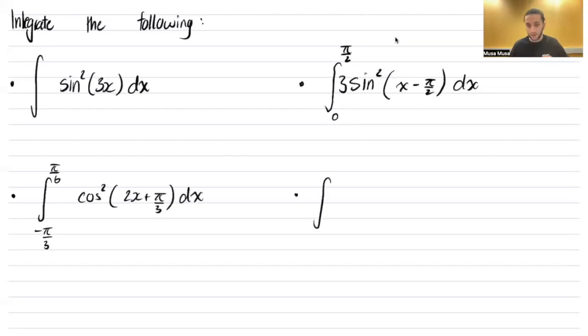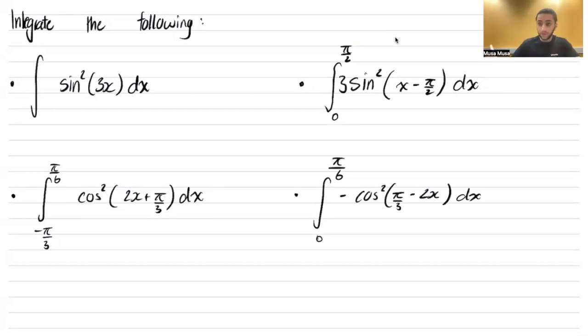Okay, and I'll give you one more for now. Oops, let's make this pi on 3. Have a go. I'm now going to go through them.